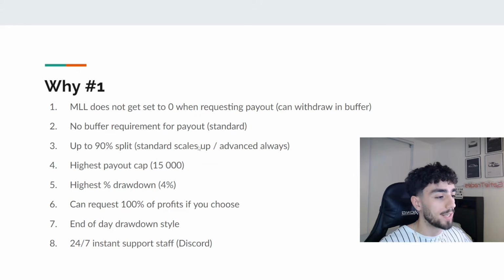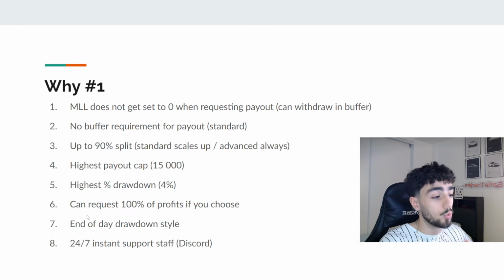The highest percentage drawdown, meaning they give you the most amount of money to work with to pass the account and in the funded phase. For example, Top Step 100K, they only give you $3,000. AlphaFutures 100K, they give you $4,000. That's 1% more drawdown, makes it easier to pass, easier to get payout.